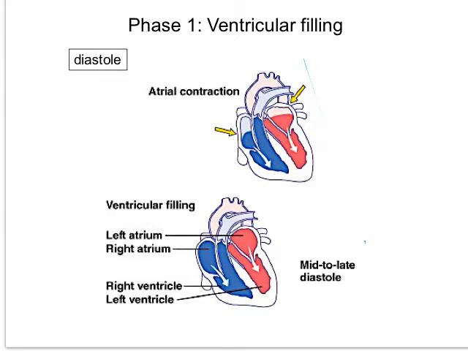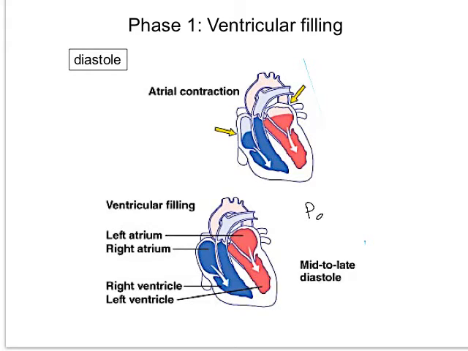So at this stage, both the atria and the ventricles are relaxed. There's no contractions happening yet. And so blood is constantly coming in from the veins into the atria, and so the atria are always filling up with blood. The pressure in the atria is greater than the pressure in the ventricles.